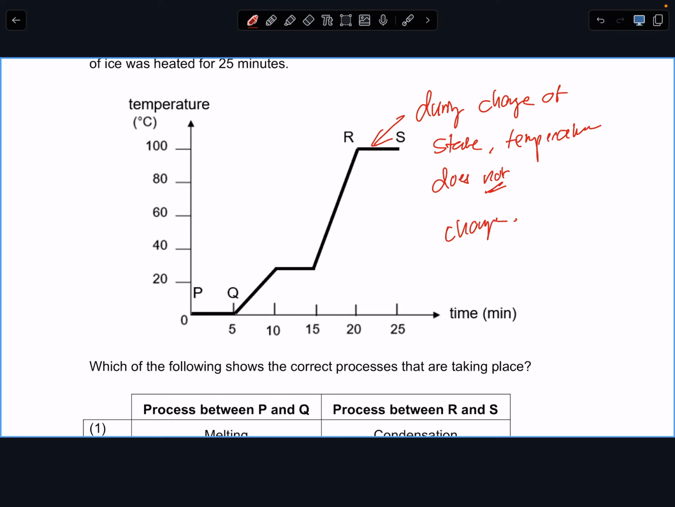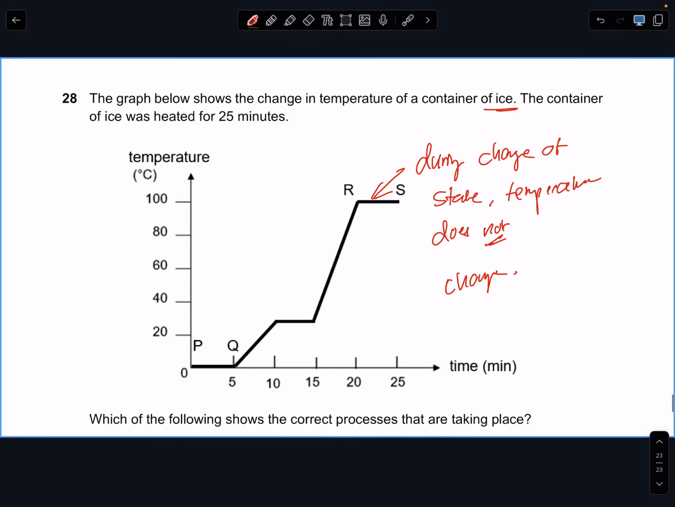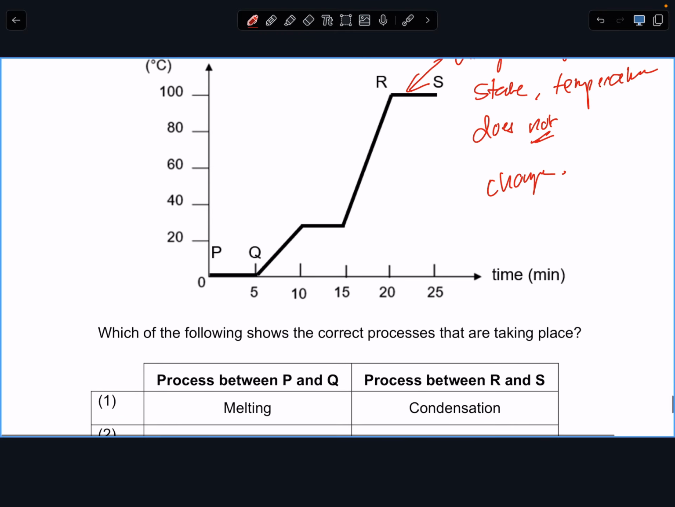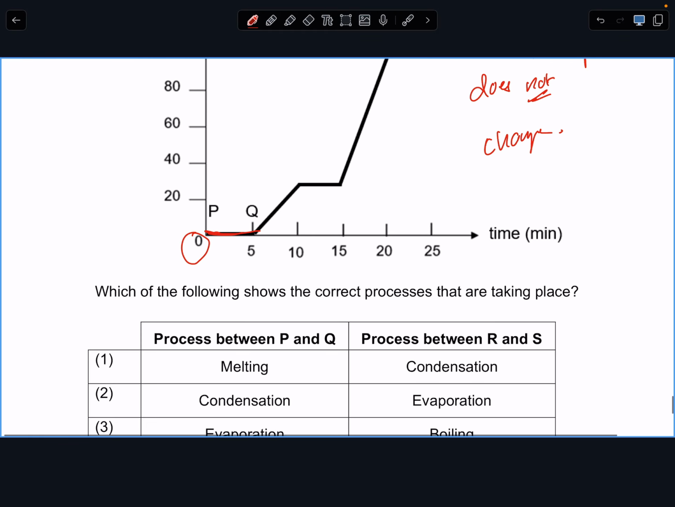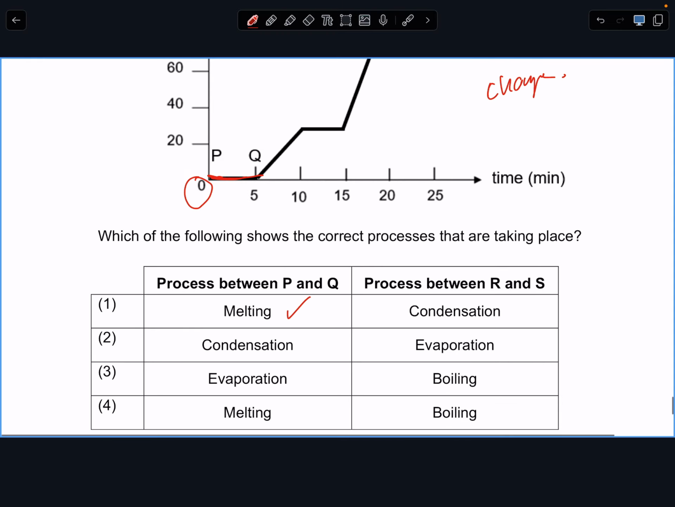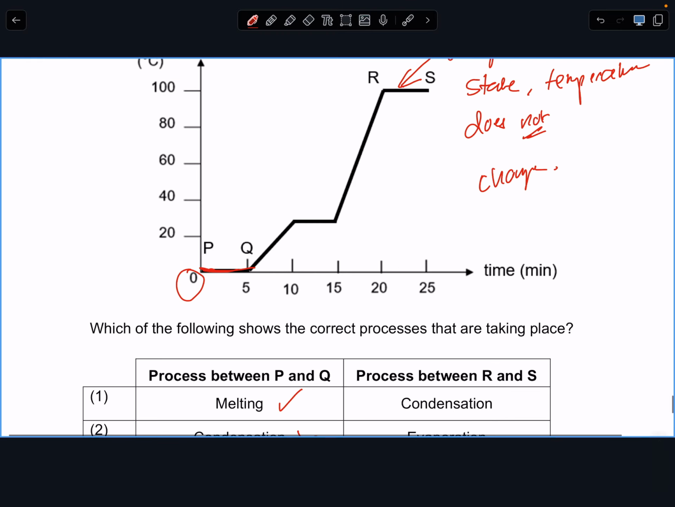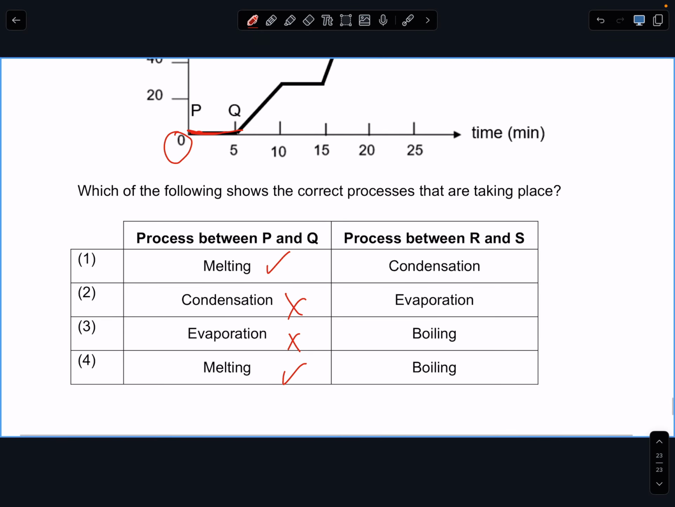Okay? So which of the following? So they say already, right? Ice. Ice is solid. So from 0 to 5 minutes, okay, it's still stuck at 0 degrees. So between point P and Q, it is still getting heated up. It's still gaining heat, but its temperature is not changing because it's melting. Okay? And then after that, R and S is boiling. Why? Because it's at 100 degrees. So answer is 4. Okay?